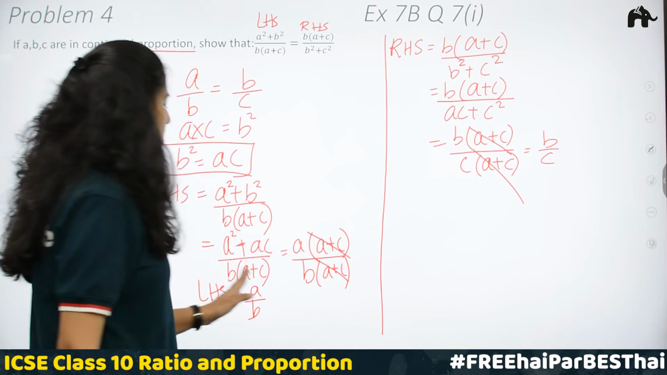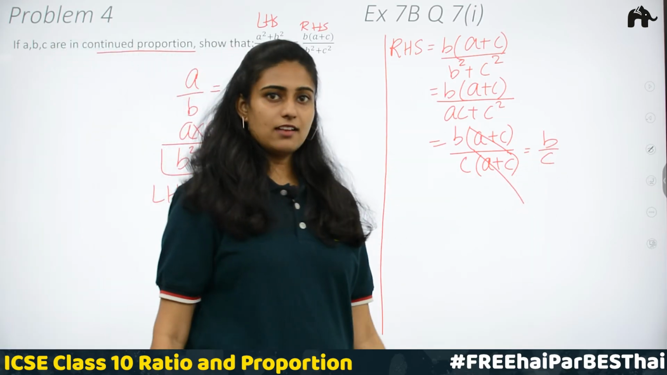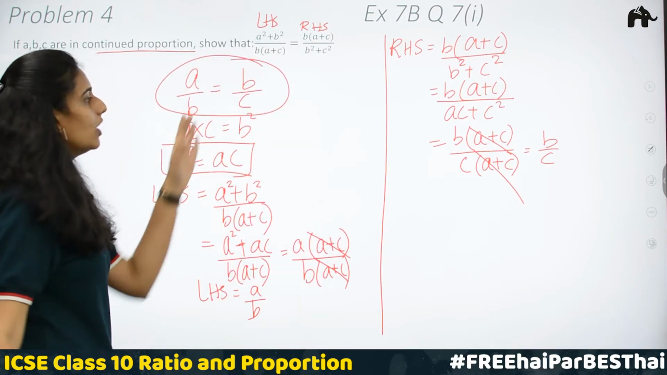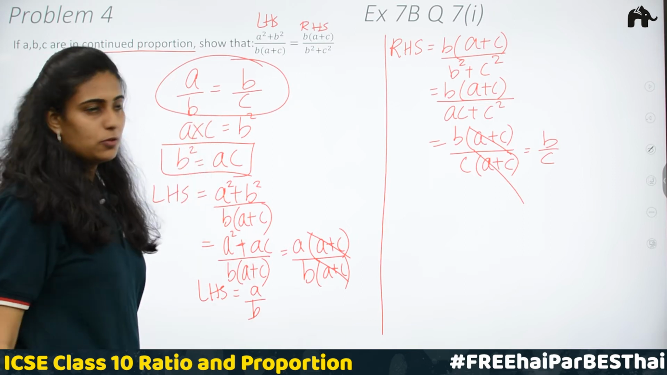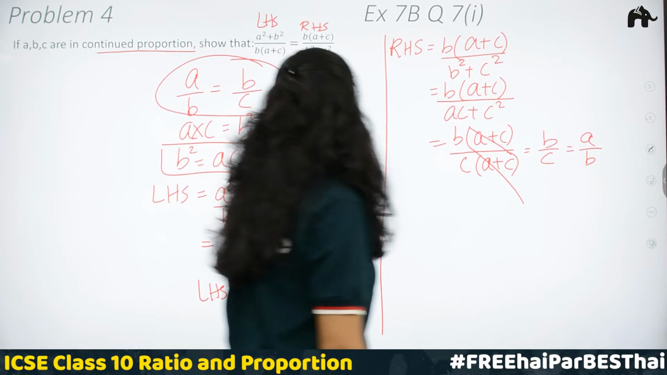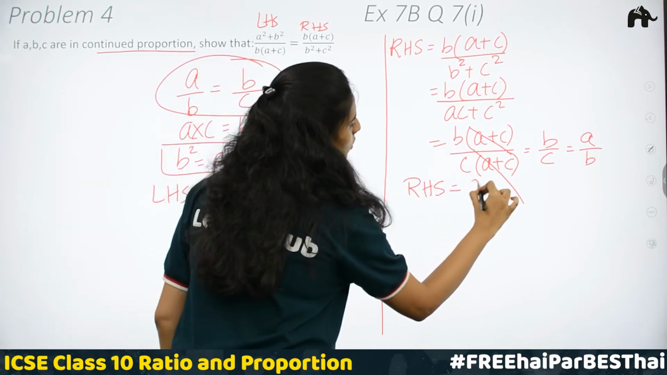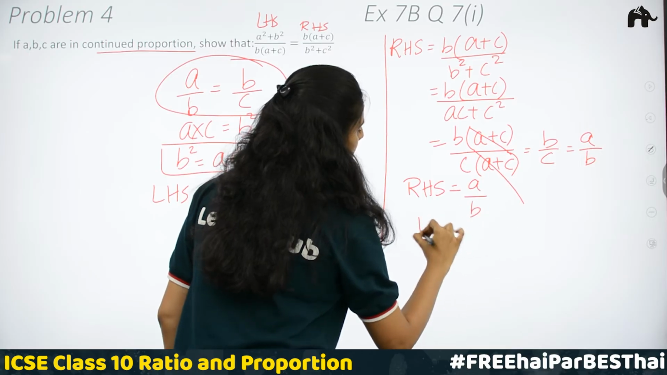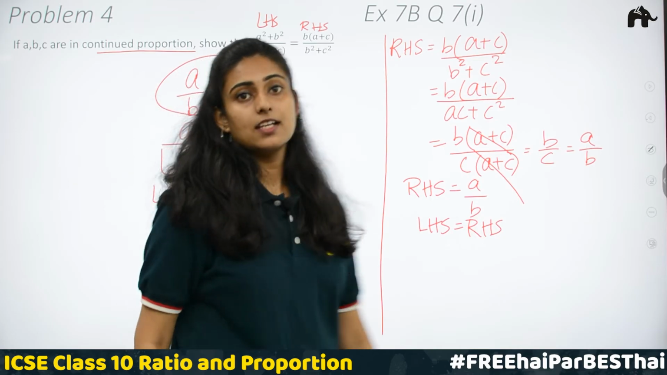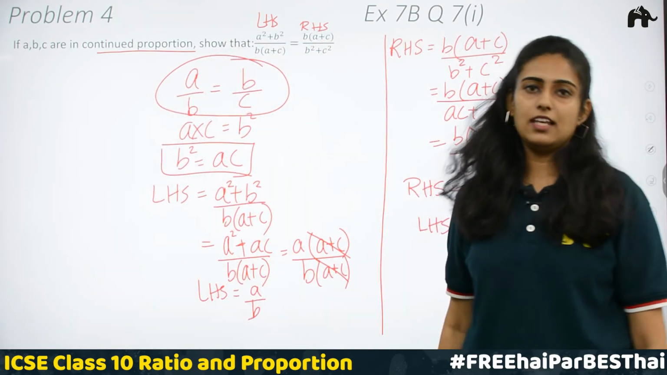Now LHS is equal to a by b and RHS is equal to b by c. Are they equal? Here we have a by b is equal to b by c. This is a continued proportion. So b by c is equal to a by b. LHS is a by b and now RHS is also equal to a by b. LHS is equal to RHS, which means we have proved this is equal.